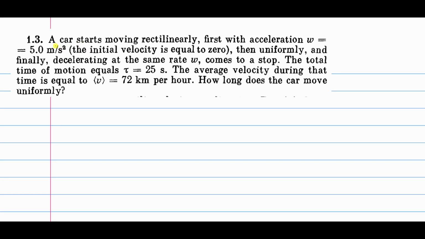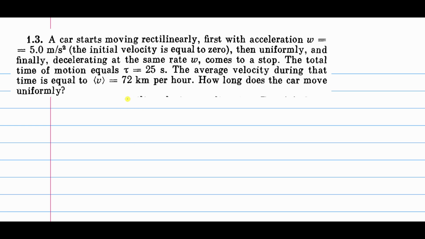Let's solve this question. A car starts moving rectilinearly, first with acceleration omega equal to 5 meter per second square. The initial velocity is equal to 0, then it moves uniformly and finally decelerating at the same rate omega comes to a stop. The total time of the motion is tau equal to 25 seconds. The average velocity during that time is equal to 72 km per hour. How long does the car move uniformly?